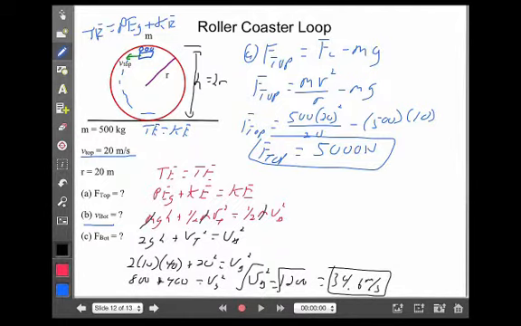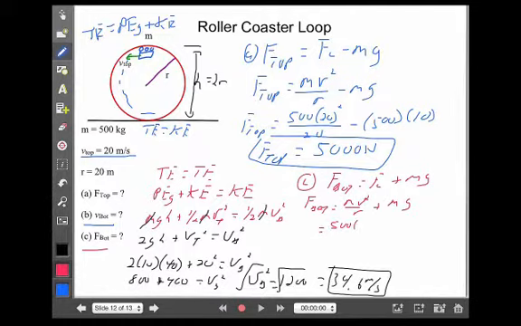Now, that bottom velocity is very important in order to solve this last question: how much force does the car experience at the bottom? Well, vertical circle, force at the bottom is centripetal force plus mg. Again, mv squared over r for our centripetal force.